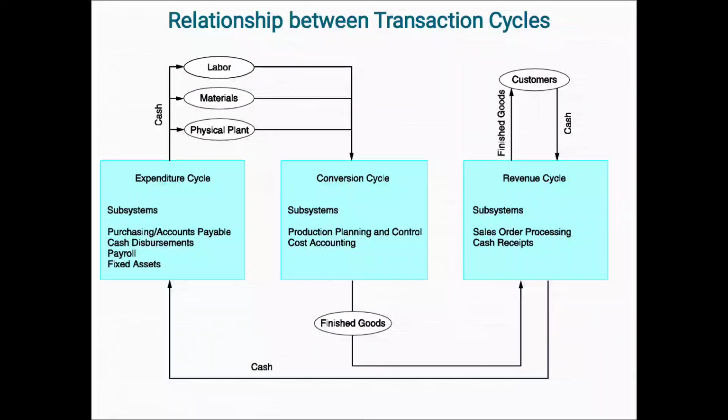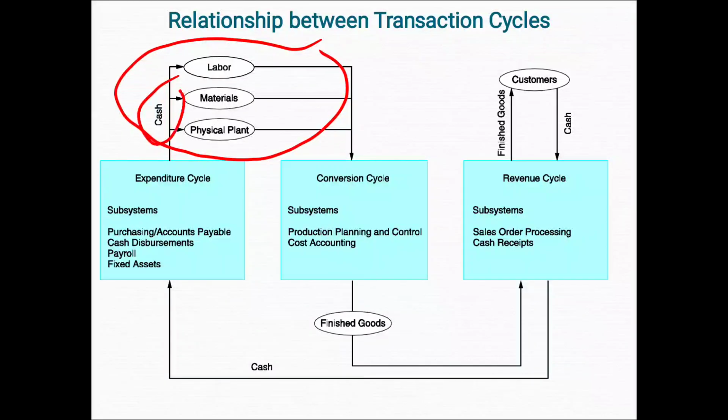Okay, kung makikita natin dito sa figure ng slide, meron tayong labor, materials, and physical plant dito. Ito sa una. So, in every business activity, guys, it begins with the acquisition of materials. It begins with the acquisition of property. And also, it begins with the acquisition of labor in exchange for cash. So, this transaction is under the expenditure cycle.